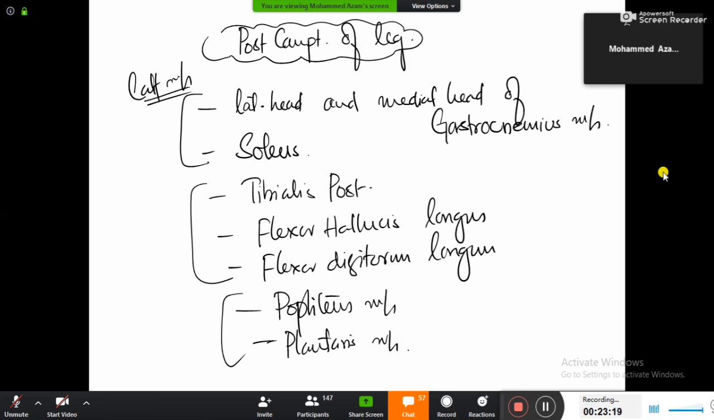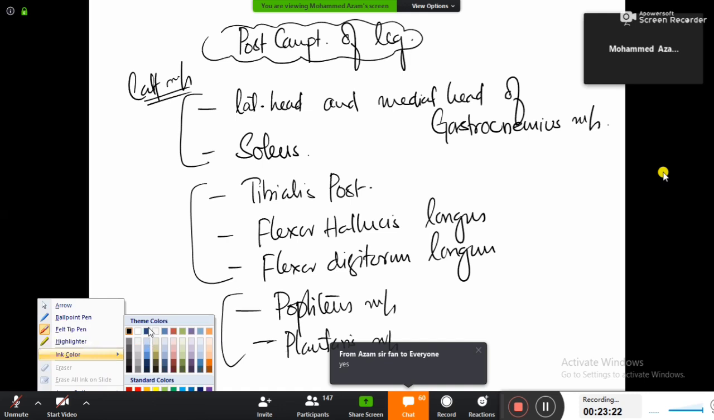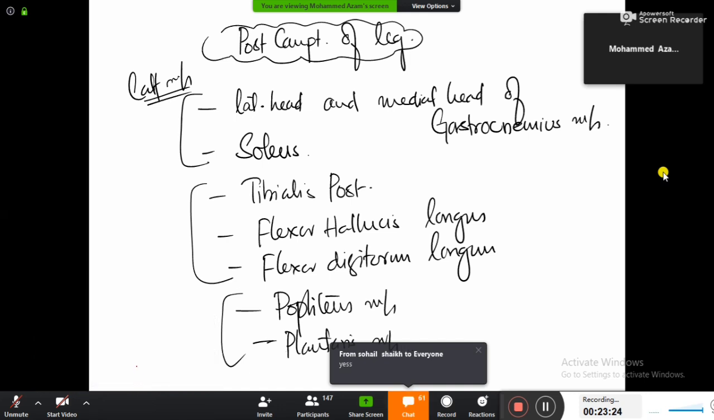Guys, out of all these muscles, which muscle is known as the peripheral heart? Peripheral heart. Yes, remember this question has been asked many times. Soleus. Soleus is known as the peripheral heart of the body, guys.